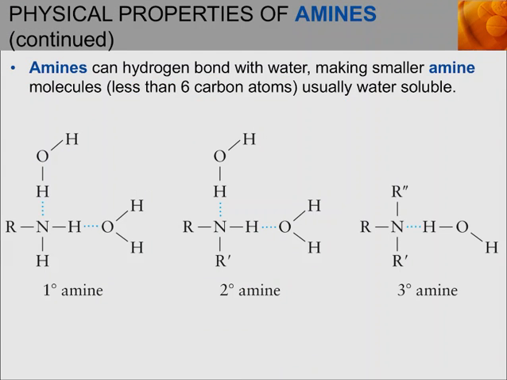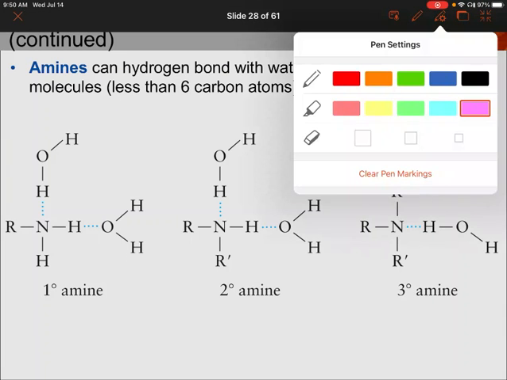Now, amines can also hydrogen bond with water. So that means that amines are water soluble unless the alkyl groups that are attached are super big. If they're really, really long or really big and complex, then that's going to prevent the amine from dissolving in water. Because remember, alkyl groups are hydrophobic, so they are nonpolar, so they do not dissolve in water. But if your alkyl group's small enough, then the amine can hydrogen bond with water and dissolve.